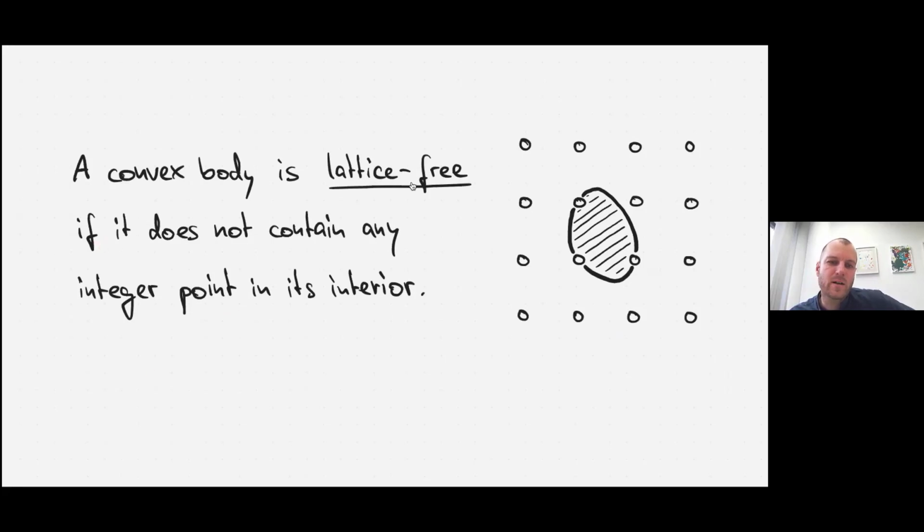First of all, lattice-free objects, we had them this morning. A convex body is lattice-free if it does not contain any integer point in its interior. Everything here is with respect to the standard integer lattice. Don't worry about the dual lattice, don't worry about anything else. It's just the integer lattice. And convex body means that it's a convex set, closed, compact, and full dimensional.